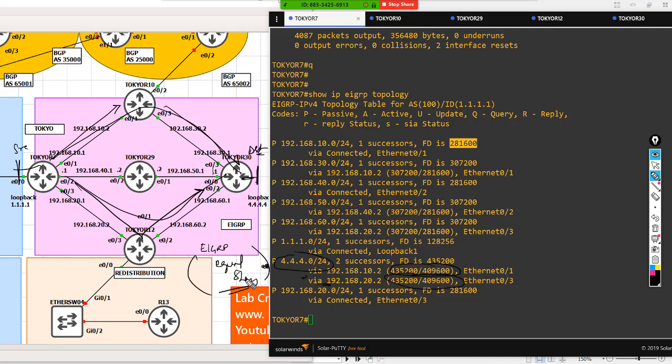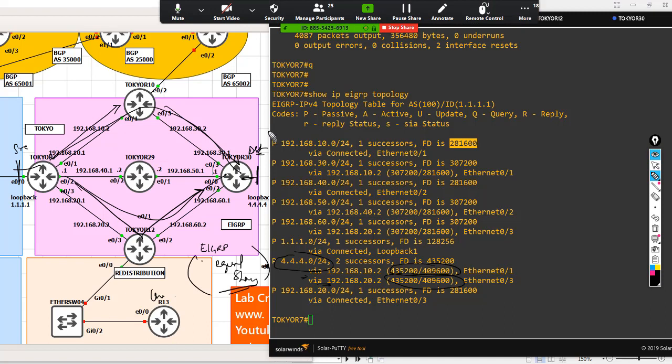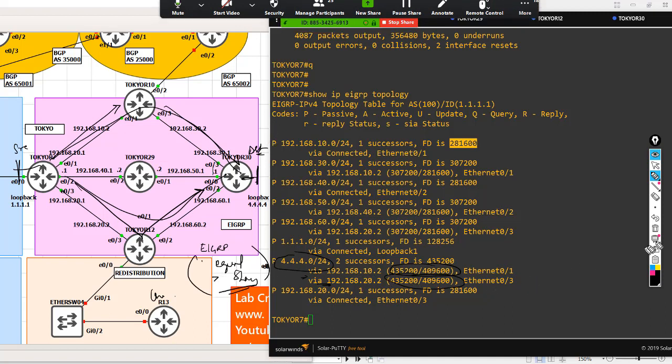Might be in the next class or the class after, I will show you EIGRP unequal cost sharing also. Okay, so that has to be manually enabled. So unequal will be manually configured. Equal by default will start working.